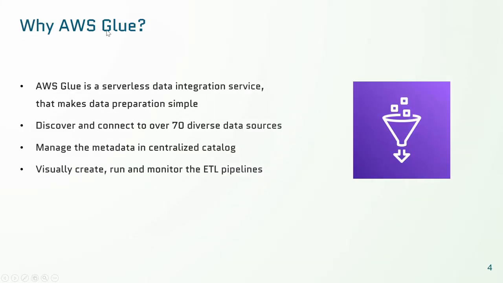So why AWS Glue? AWS Glue is a serverless data integration service that makes data preparation simple, discovers and connects to over 70 various data sources, and maintains the metadata in a centralized repository, which is the AWS Glue Data Catalog. We can visually create, run, and monitor ETL pipelines. So if you are looking for a data movement and data processing solution within AWS without having to maintain the underlying infrastructure, then AWS Glue is the one to look at.